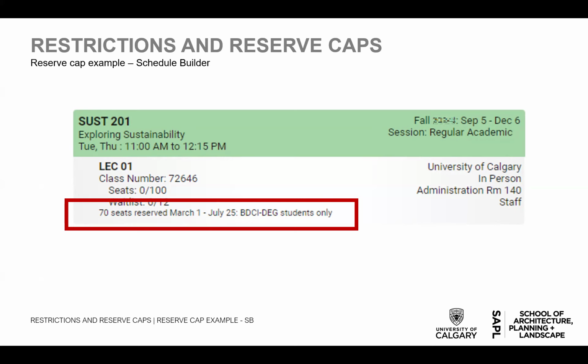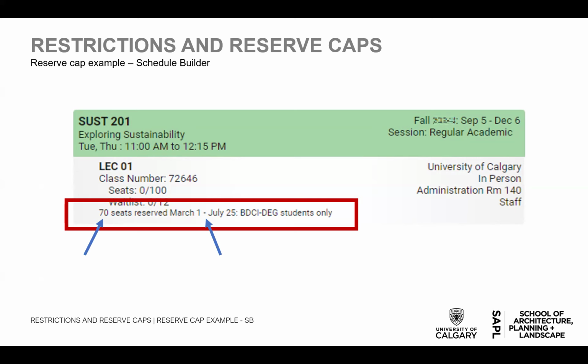Reserve caps are only in place for a given amount of time, so always pay attention to the time frame indicated. Here you can see that those 70 seats are held for BDCI students from March 1st to July 25th. You want to make sure you register into this class before July 26th, or spots may fill up quickly and you're out of luck for that class.